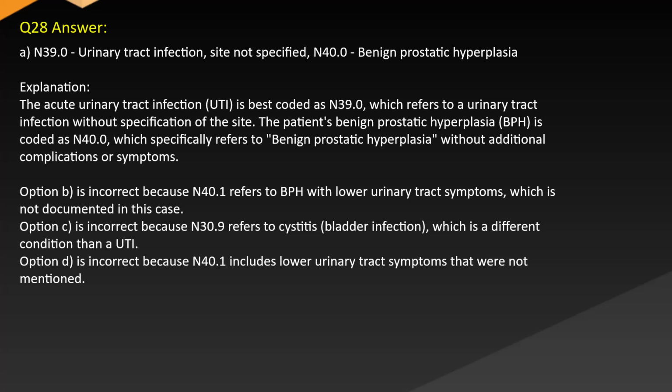complications or symptoms. Option B is incorrect because N40.1 refers to BPH with lower urinary tract symptoms, which is not documented in this case. Option C is incorrect because N30.9 refers to cystitis, a bladder infection, which is a different condition than UTI. Option D is incorrect because N40.1 includes lower urinary tract symptoms that were not mentioned.